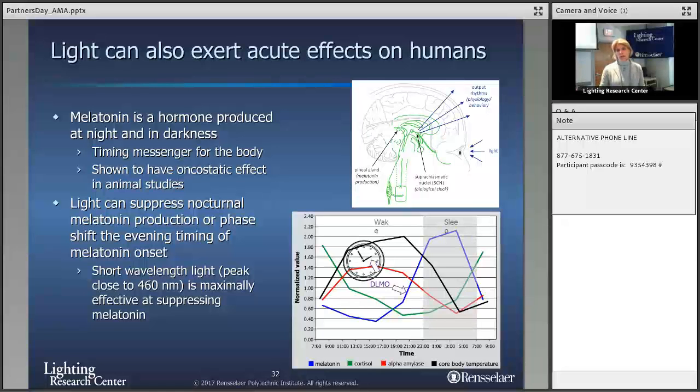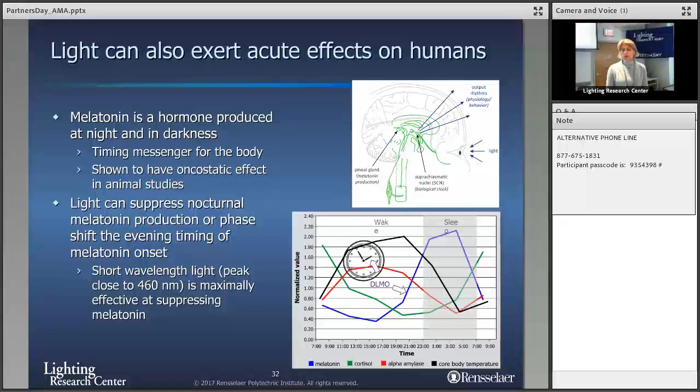By delaying the dim light melatonin onset, you delay that signal that it's time to go to sleep. And obviously, all of us have a very set wake-up time. We end up curtailing sleep, and we know that curtailing sleep has also been associated with a series of maladies.